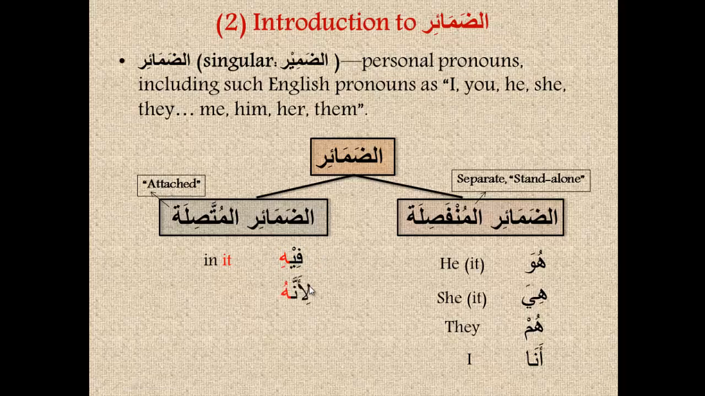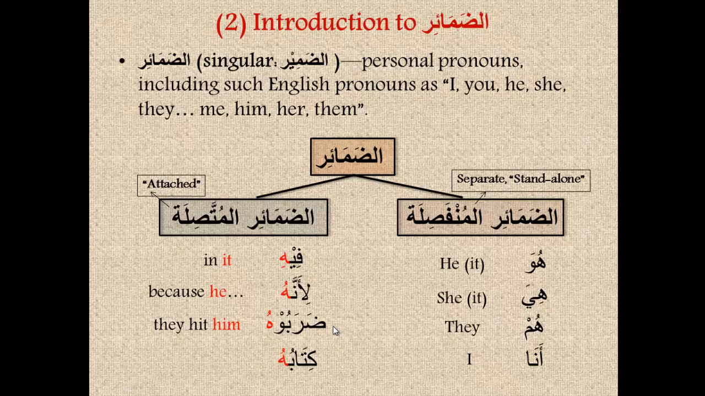Example number 2, li'annahu means because he. Again, this is composed of two different words. Li'anna means because, and hu is the attached pronoun referring to he. Example number 3, we have darabuhu. This means they hit him. This is composed again of two words. Darabu in black means they hit, and the hu is an attached pronoun meaning him. Darabuhu, they hit him.